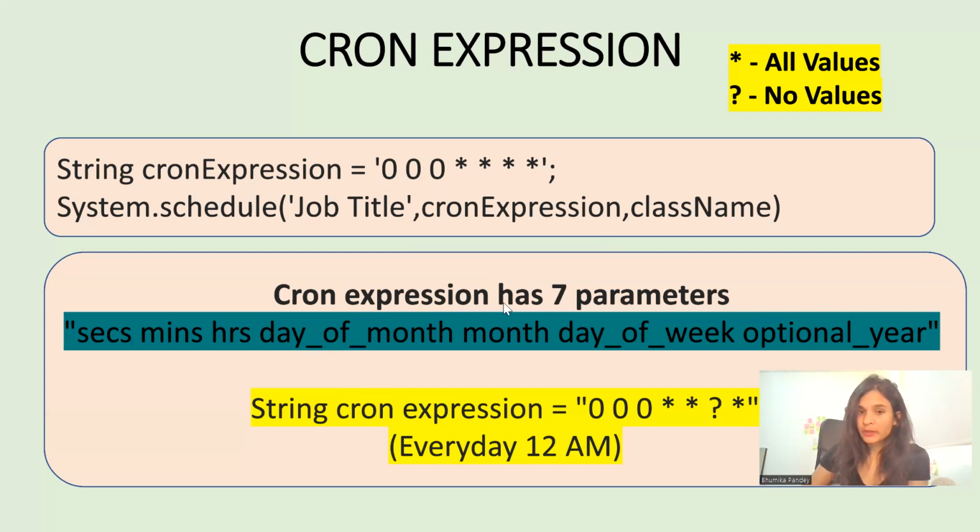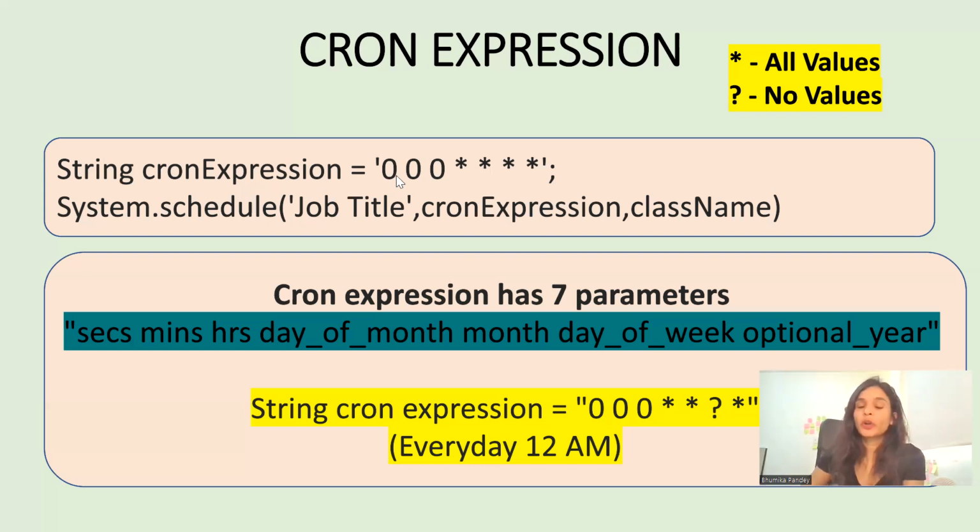Okay. Now month, star again. That means every month, Jan, Feb to December, every month. And then day of week, every day, like Sunday, Monday, Tuesday, every day, star. And then optionally, if you're putting any year or not, but this is going to run every year. So this is the definition of each and every parameter position.